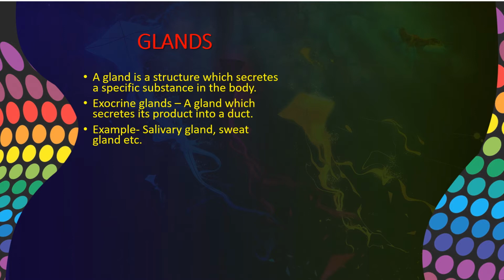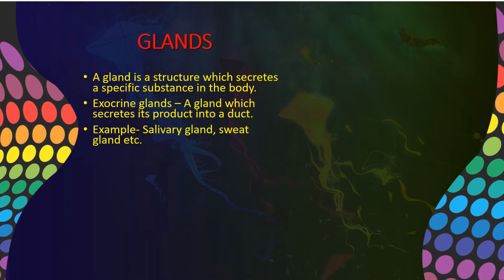So, glands. What is a gland? A gland is a structure which secretes a specific substance in the body. A gland is made up of a group of cells or tissues. Mainly, there are two types of glands in our body: exocrine glands and endocrine glands. Exocrine glands have ducts. A gland which secretes its product into a duct, meaning a tube, is called an exocrine gland. Examples: sweat gland, salivary gland, etc.